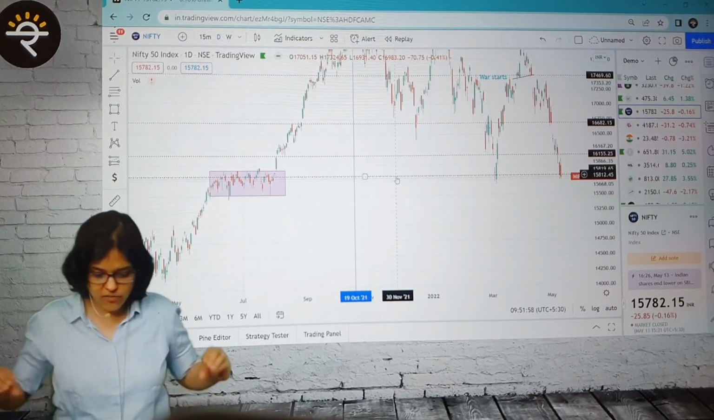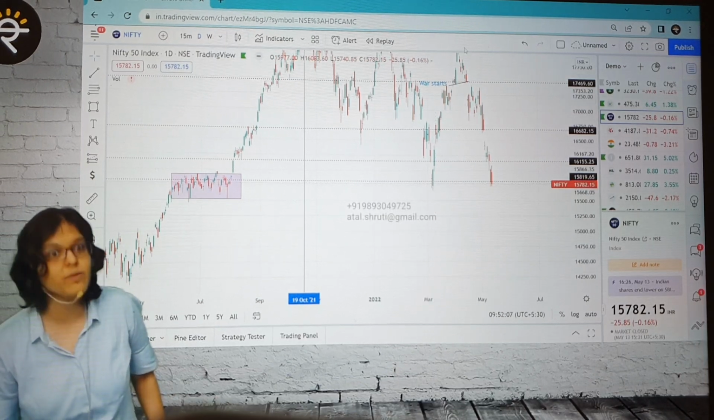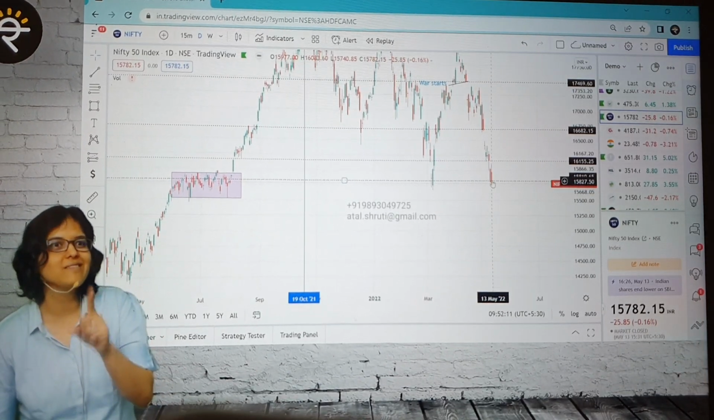Correct? But otherwise, right now I see that as a very, very strong support zone is what I can say. And that is the reason why I see the same range, it saw support here, bounced back from here, and we're again in that zone right now. Same zone we are in right now.